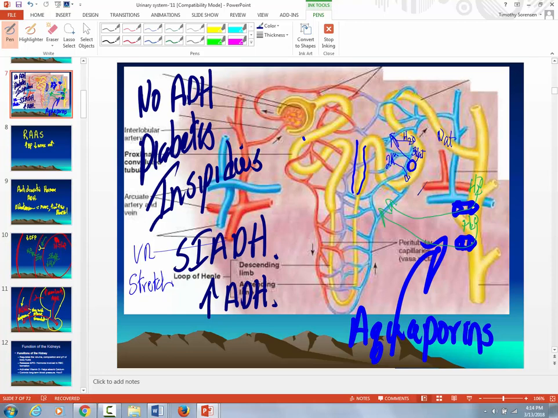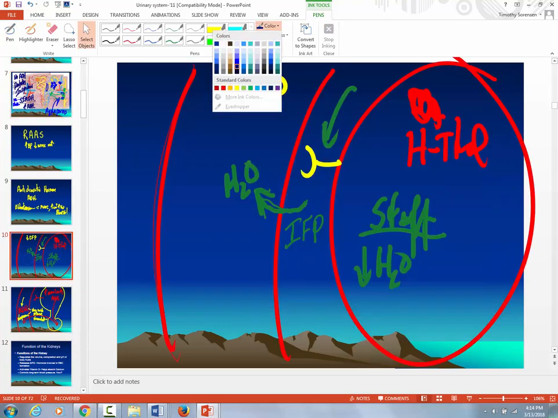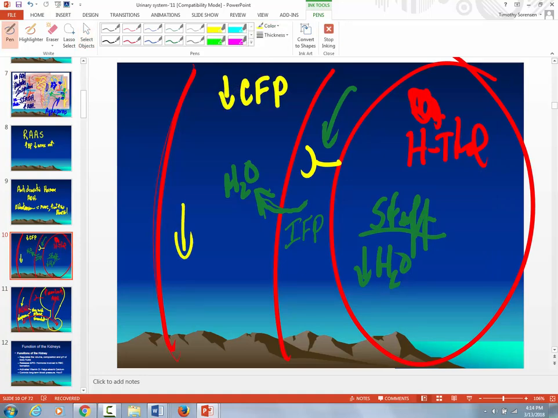So what do you do? They're overloaded on water. Now watch. If you reabsorb too much water into the blood, what's going to happen to the osmolarity of the blood? I'm waiting. It's going to go down. So if the osmolarity of the blood drops, and if stuff can't move, what can always move? Water. Where's water going to go in this picture? What?